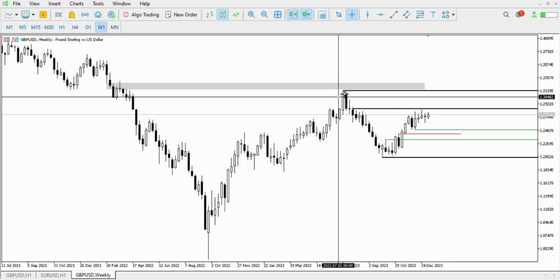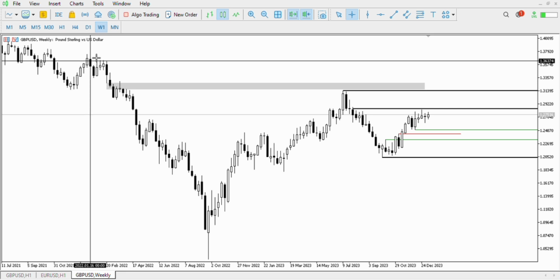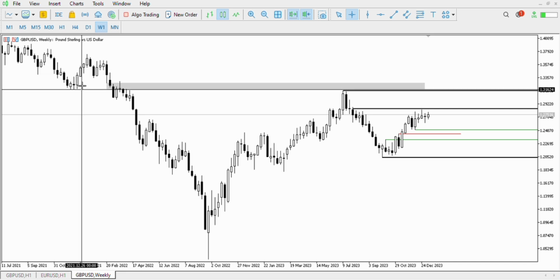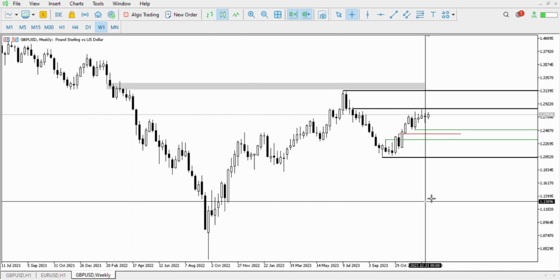It is this fair value gap. And if you look carefully at this place, what do we have here? You can see what we have here. So price might want to trade to this point right here, or this level right here, then head lower.